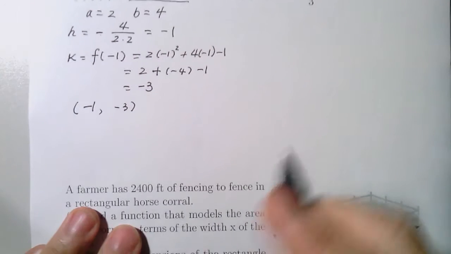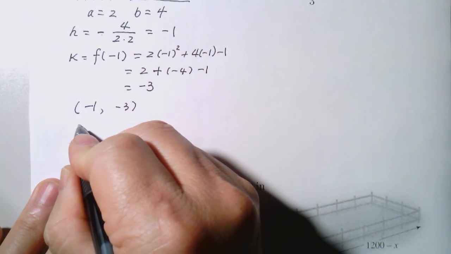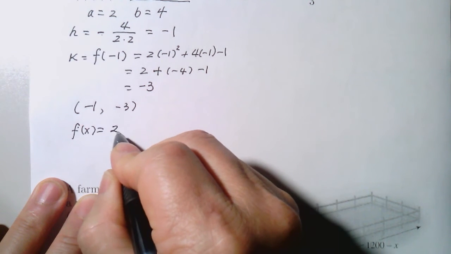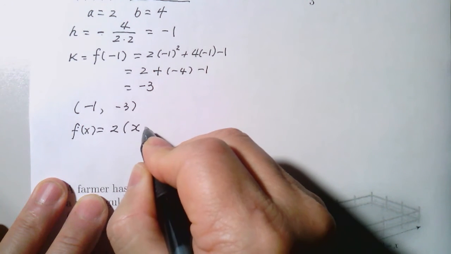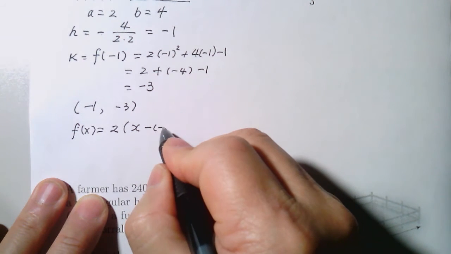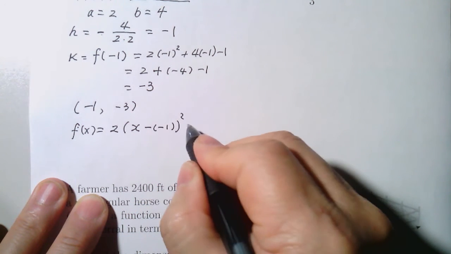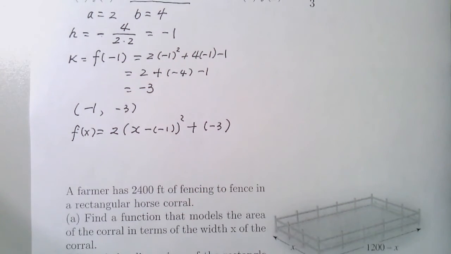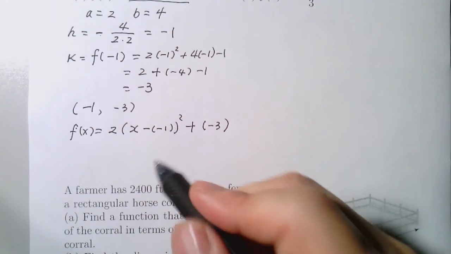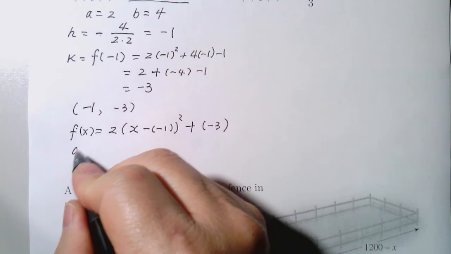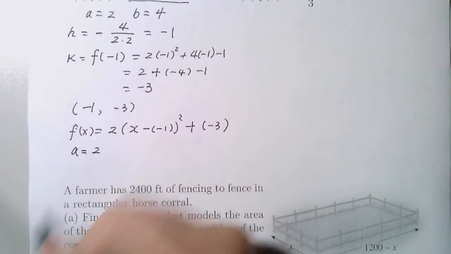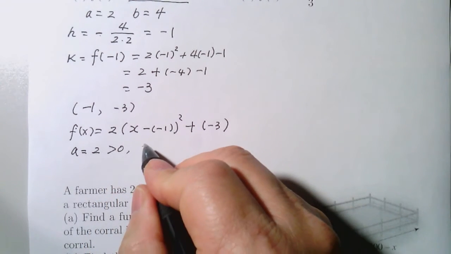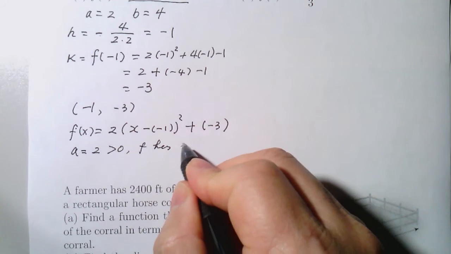Now you can write the standard form: f(x) equals a, which is 2, times x minus h squared, plus k, which is negative 3. And also, because a equals 2 is greater than 0, f has a minimum.